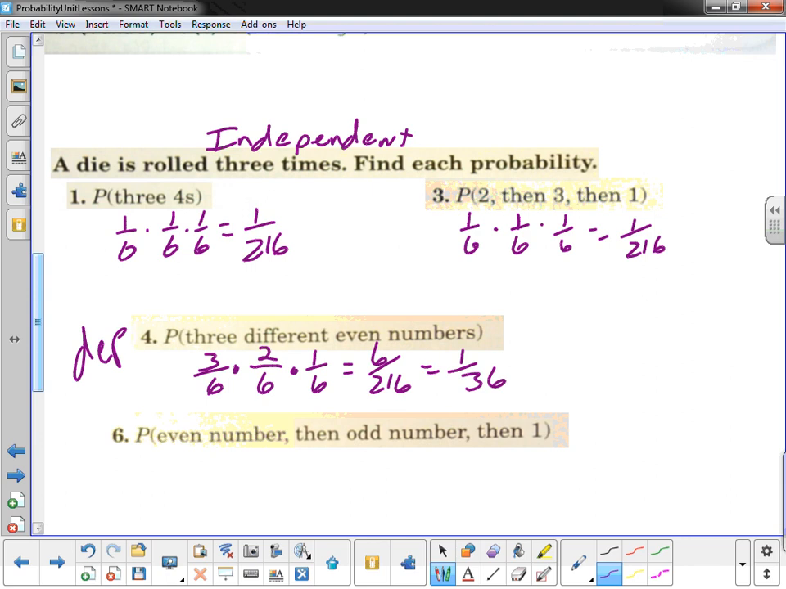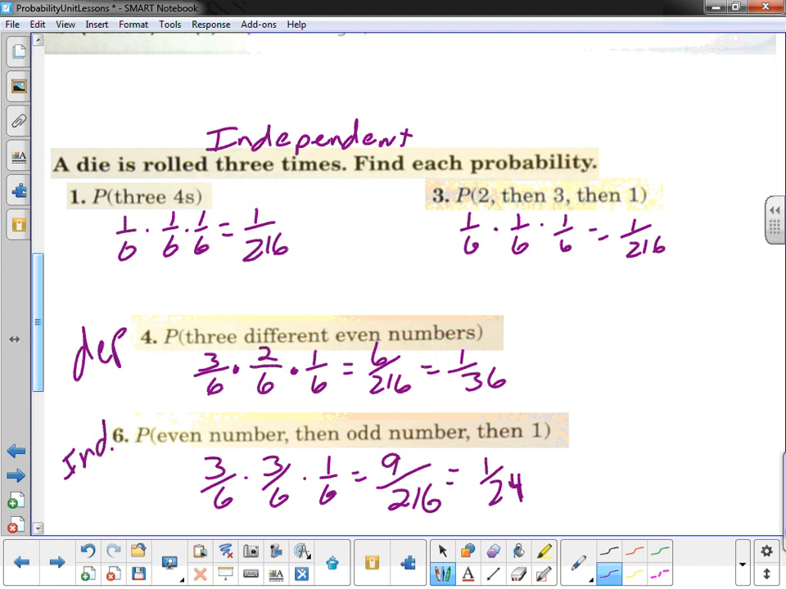Okay, so number 6 is, I have an even number, then an odd number, then a 1. Well, an even number would be 3 out of 6, and an odd number would be 3 out of 6, and a 1 would be 1 out of 6. That gets me a 9 out of 216, which reduces down to, should be able to do that in my head, right? One out of 24. Should have been able to do that in my head. Okay, again, this is independent. Now the second one was dependent because we had to have different numbers.